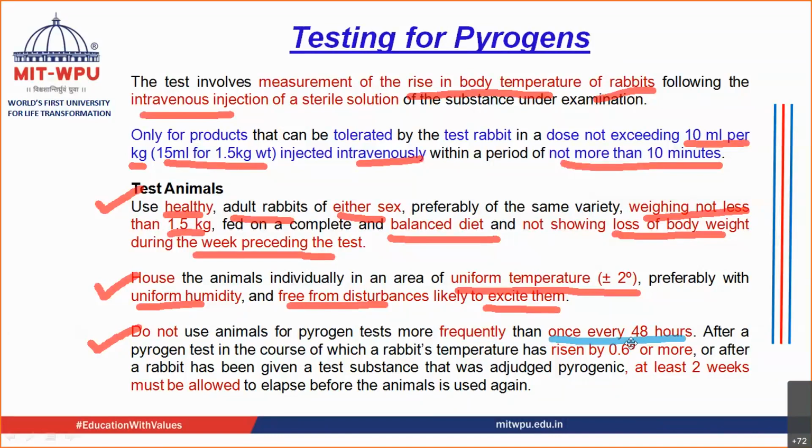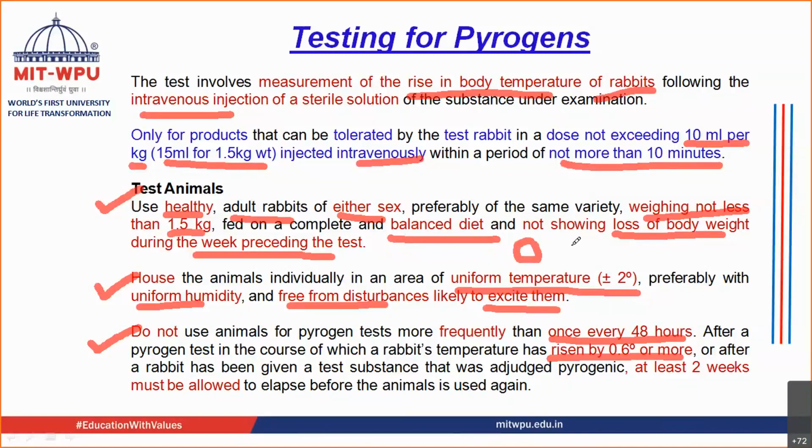Again, you cannot reuse rabbits which have had a rise in temperature of 0.6 degree or more when the test was carried out. So this is the rabbit on which you have carried out the pyrogen test today, and the pyrogen test has failed.